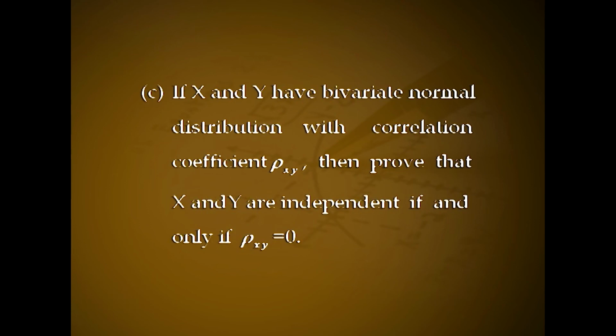3. If x and y have bivariate normal distribution with correlation coefficient rho xy, then prove that x and y are independent if and only if rho xy equal to 0.